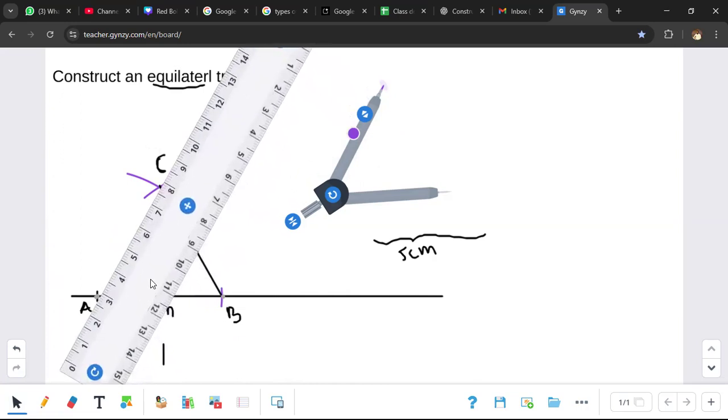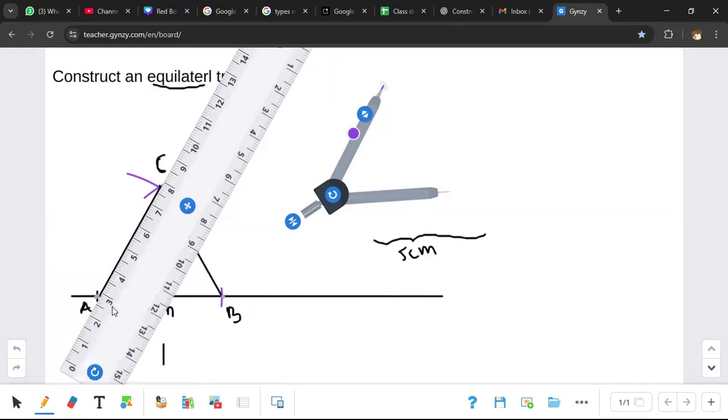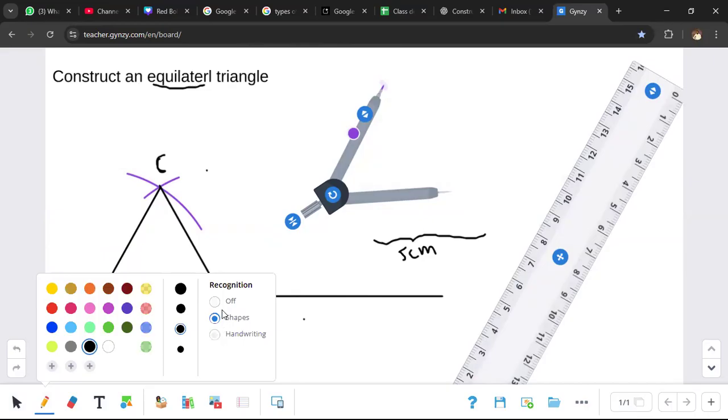Exactly, I have to draw it. So like this, you have to draw. So from C to A or A to C, you have to draw it. Alright. So this is how we are going to construct your equilateral triangle.